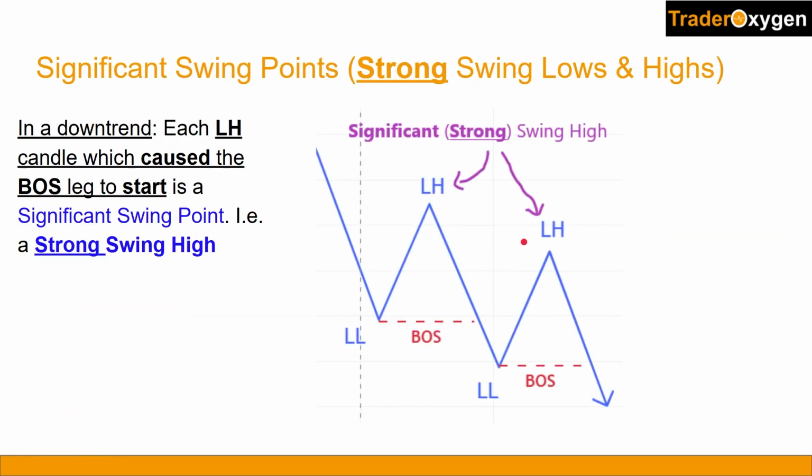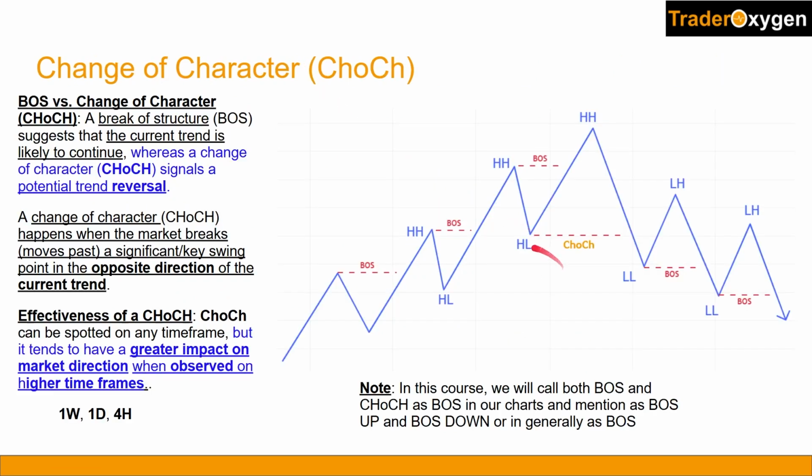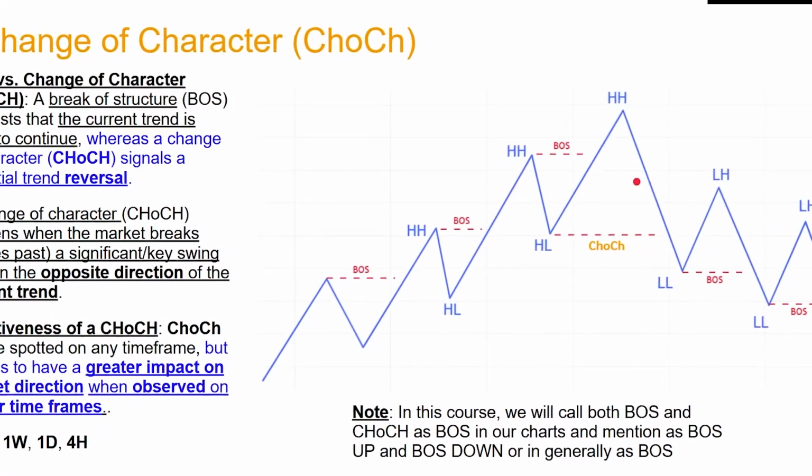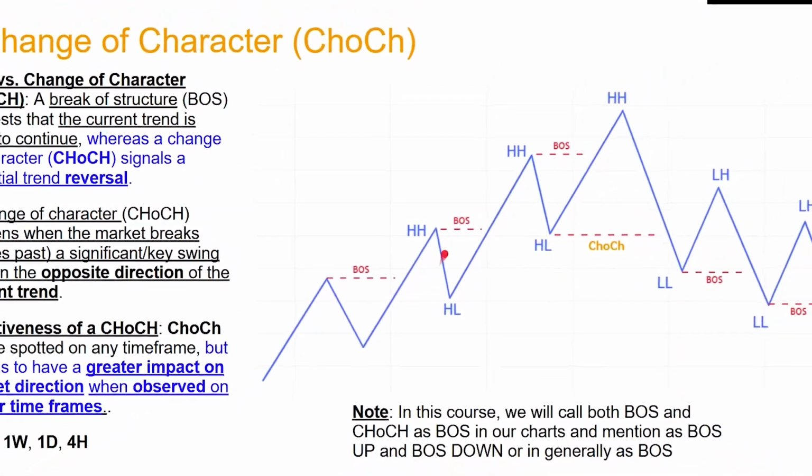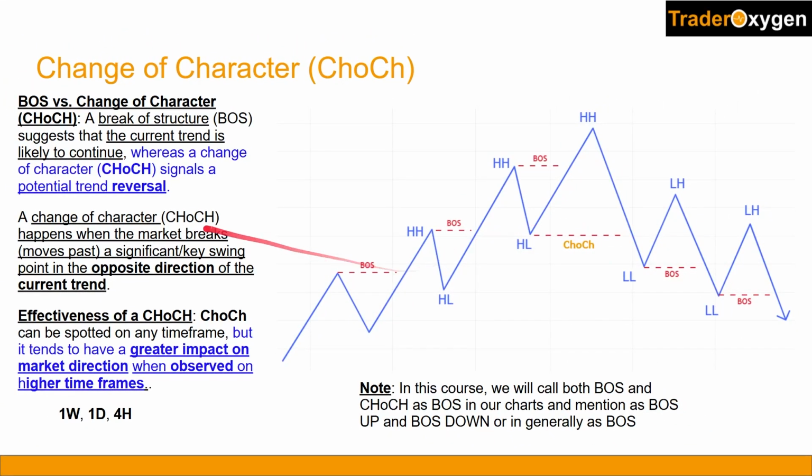Now we explain what are significant swing points, right? So this is a significant swing point. Why? Because it made this break of structure. So if the market breaks the price down in the opposite direction of the trend, so the trend is up, and this is a significant swing point which made the break of structure up, but this price leg breaks it down in the opposite direction. So when you break that significant swing point in the opposite direction, that is a change of character. What that signals is a possible change of the trend.